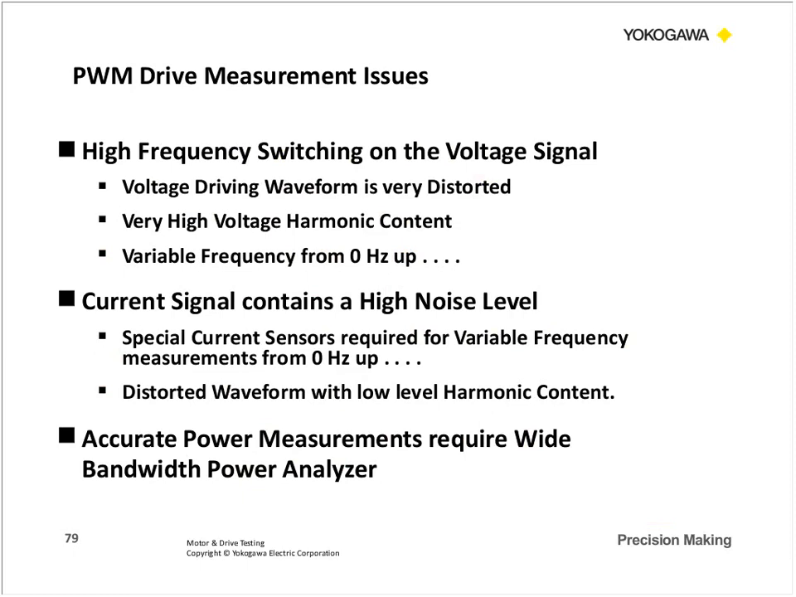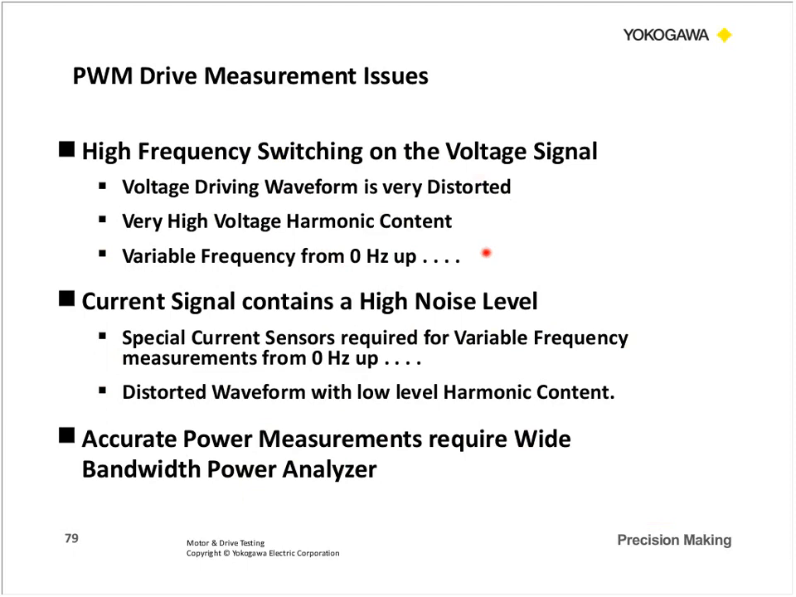So what are the issues with a PWM drive? Well, we've got high frequency switching on the voltage signal, and these waveforms are very distorted. They have a high voltage harmonic content. And the frequency or the speed can range from 0 hertz or DC on up to whatever the drive frequency is.